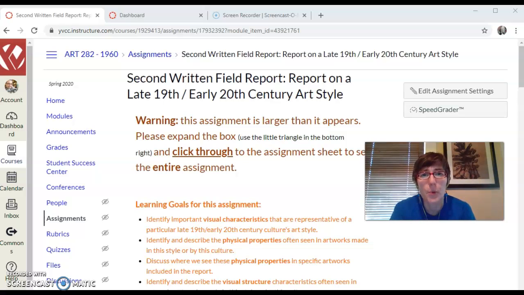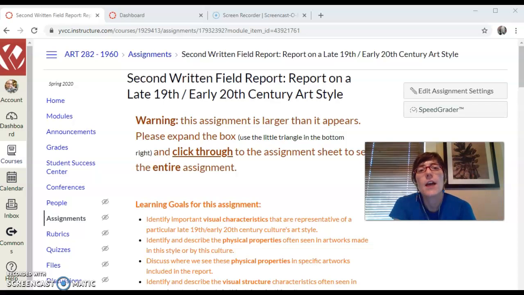For the second field report, you're going to be talking about one style again, and in paragraph 1, you're going to identify the style, and you're going to tell us 3 visual structure characteristics. But then you're going to go on to describe in the next paragraphs how that relates to the style and these artworks as examples. So you're going to tell us about the physical properties of your style, and your examples are those 5 artworks. And so you can tell us what is most important.